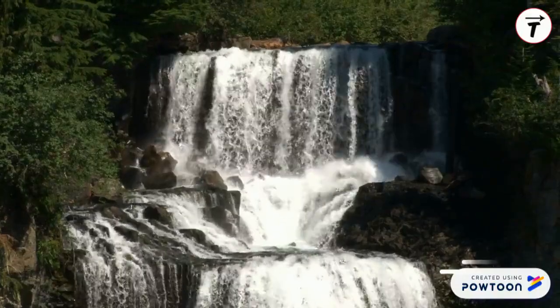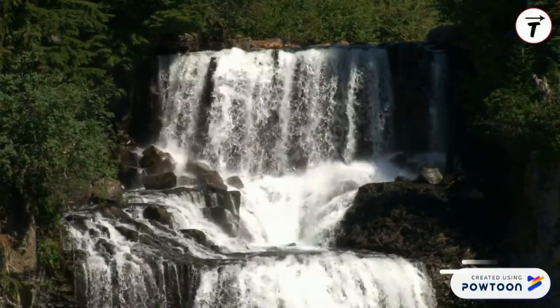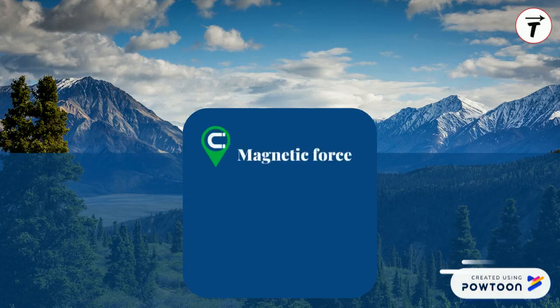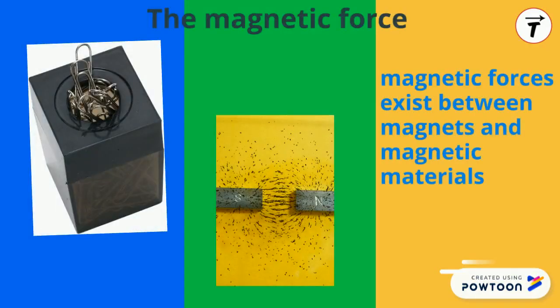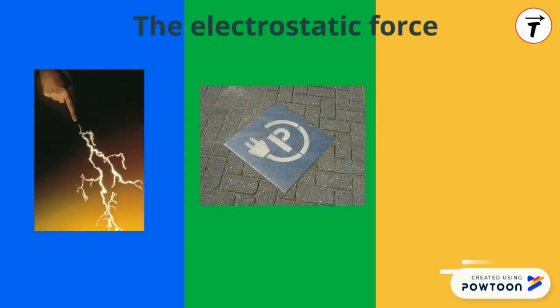Recall that forces are classified into two categories, field forces and contact forces. In nature, we experience three field forces: the magnetic force, the electrostatic force, and the gravitational force. Magnetic forces are forces that exist between magnets and magnetic materials. Electrostatic forces are forces between charged objects.